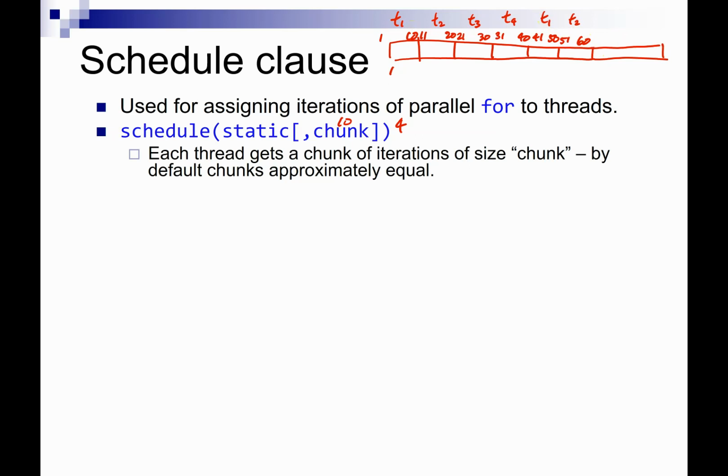But again, if you don't have a chunk, then you're not going to go through these threads multiple times. You just go through them once, and each one of them gets, let's say, a quarter of the iterations.